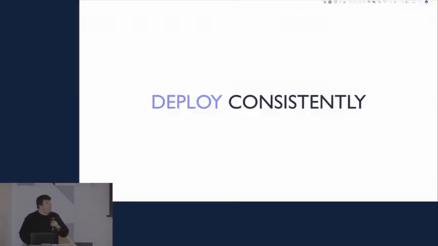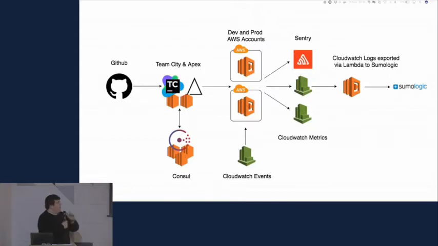So Apex: we wanted to deploy consistently, and we wanted a nice CI pipeline. This is how we deploy. Everything's in GitHub. We then use TeamCity to build. We use Apex on CI. Consul we use for configuration, which is pulled in at build time. We want a single point of truth for all of our configuration, which is Consul, and that's why we don't deploy from a laptop, because it comes from Consul. We then deploy to two AWS accounts, dev and prod, and that's good for debugging.